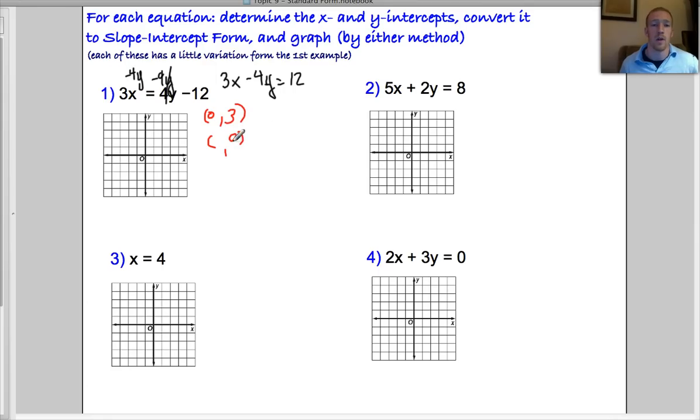And then if I plug in a 0 for y, 4 times 0 is 0. So I'm really just solving the equation 3x equals negative 12. So 3x equals negative 12. X has to be negative 4. So I can graph those 2 points now. 0, 3 and negative 4, 0.